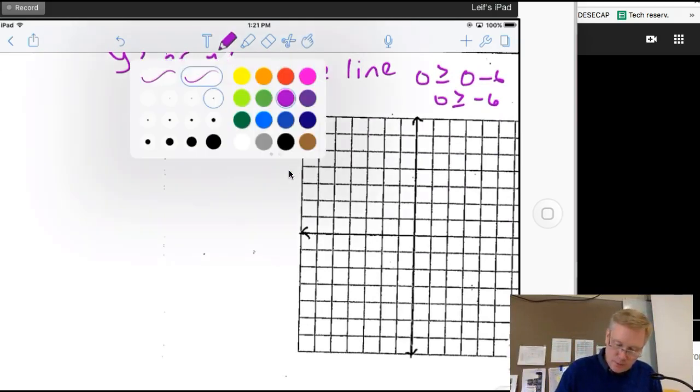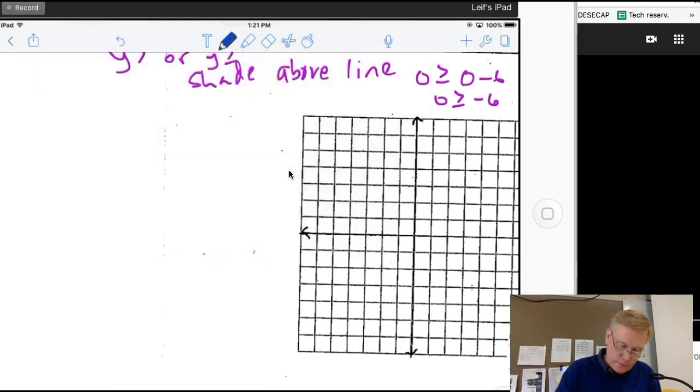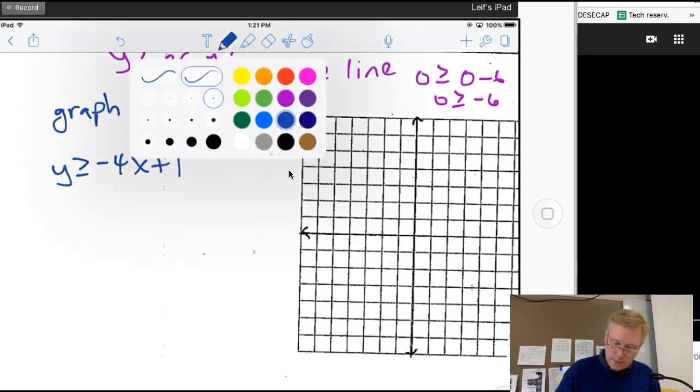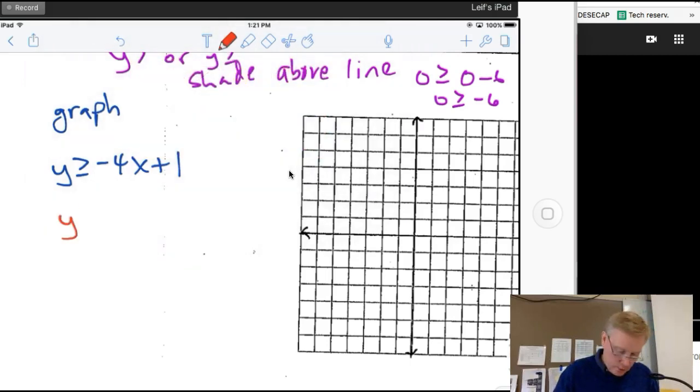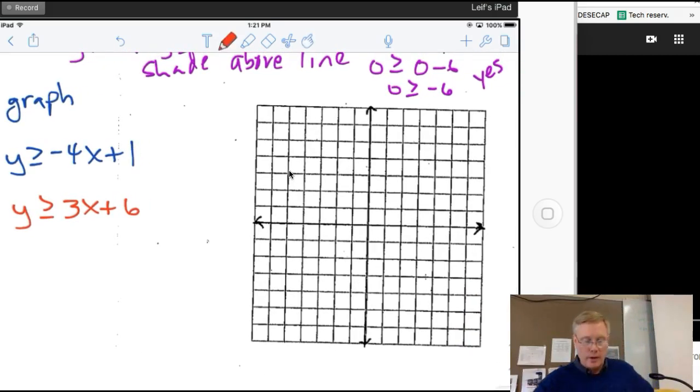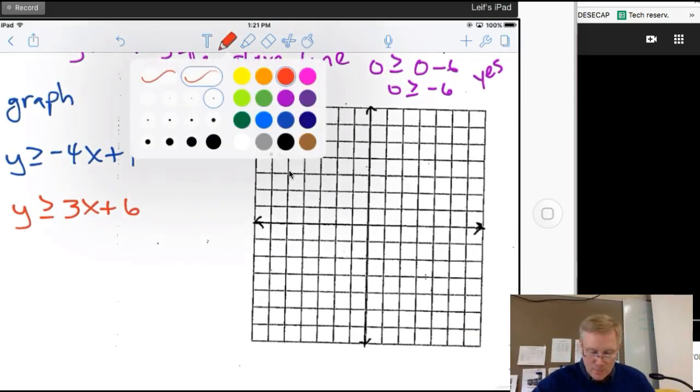My last problem, number 5, is a system of inequalities. Graph y is greater than or equal to negative 4x plus 1. And the other line, I'm going to do in red, is y is greater than or equal to 3x plus 6. All right, so I'm going to graph them both. I'm going to do this with the arrow technique. I kind of like that way.